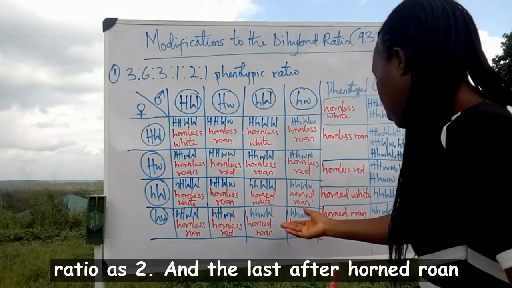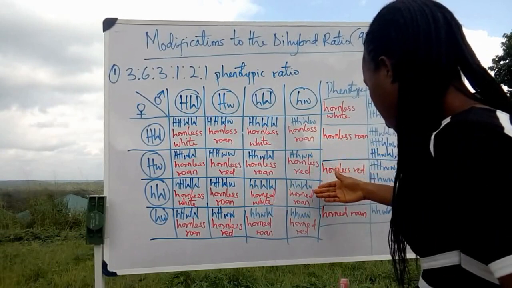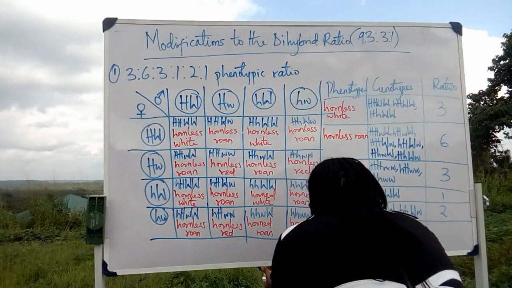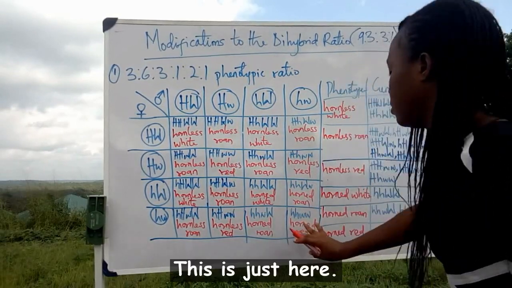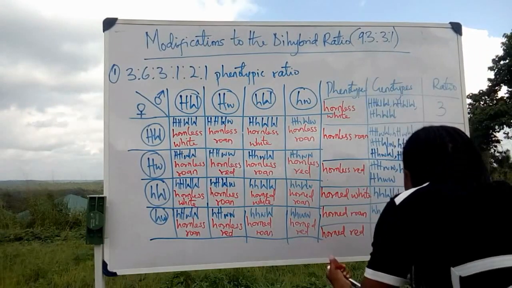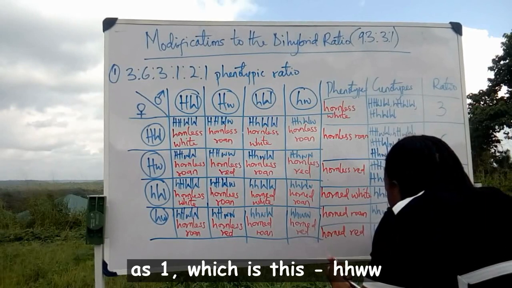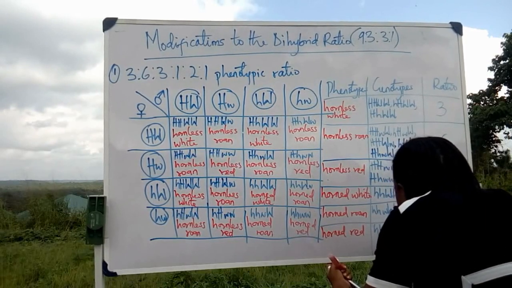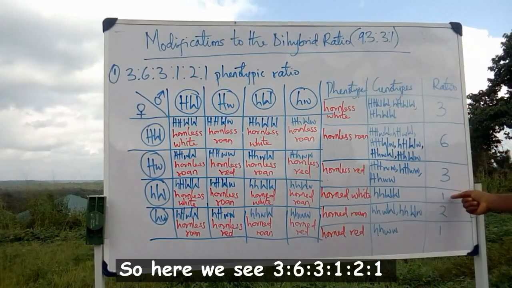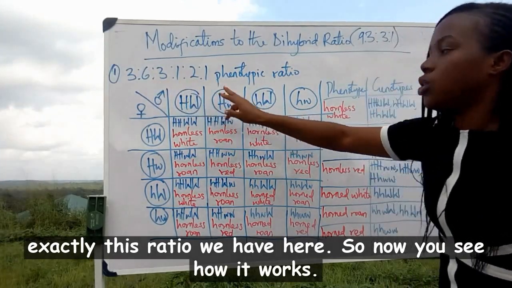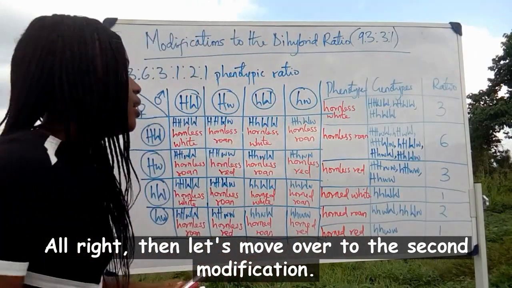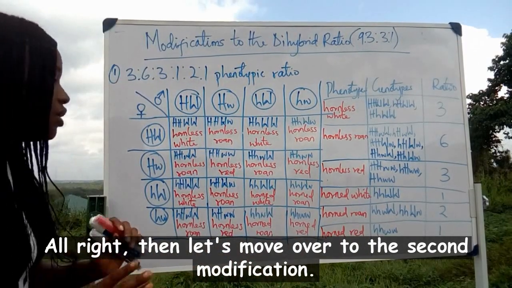And the last after horned roan, we have horned red. And this is just here. So we have the ratio as 1, which is this small h, small w, small w. So here we see 3, 6, 3, 1, 2, 1. Exactly this ratio we have here. So now you see how it works. All right, then let's move over to the second modification.